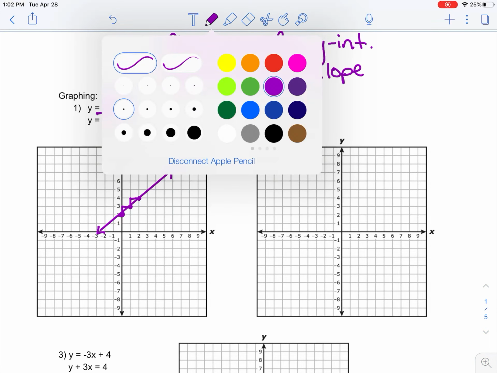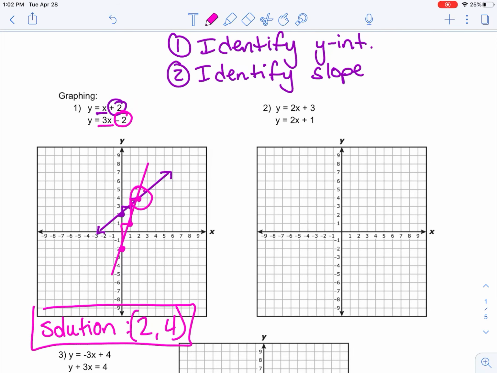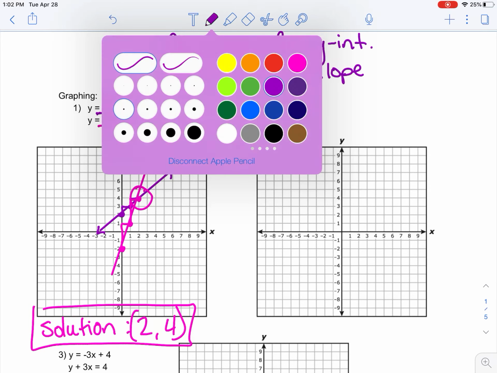I'm going to switch colors for my second line. My second line, y-intercept, negative 2. So 0, negative 2. And our slope is 3. So that means we're going to go up 3 over 1, up 3 over 1. And then draw our line. And you can see that they shared a point, so the solution there would be 2, 4. Okay? Then you just repeat those steps every time.